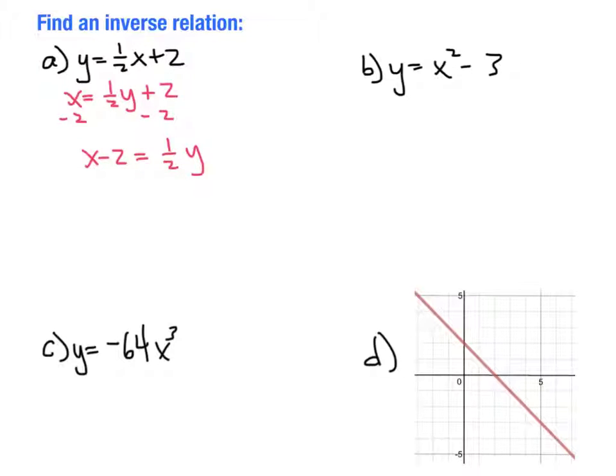Now, how do you get rid of a half? I'm going to multiply everything by 2, because what's happening is you're actually dividing by a half. But whenever you divide by a fraction, you flip and multiply. So I'm going to multiply both sides by 2 to get this half to cancel. So now I have y equals, distribute the 2, 2x minus 4.